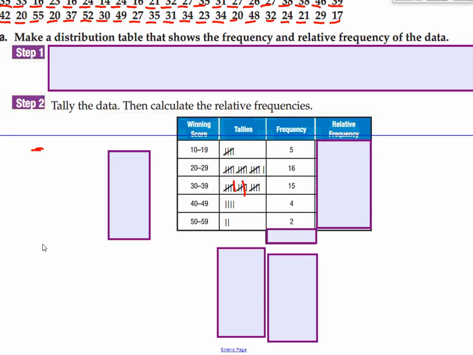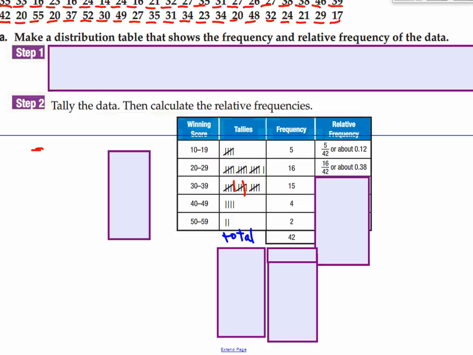Here are our intervals, and here's our frequency. This is just how many values there are. So our total is 42. And then to find the relative frequency, if the frequency is 5, how do I find it? It's a ratio. 5 over what? 5 over 42, or 0.12.